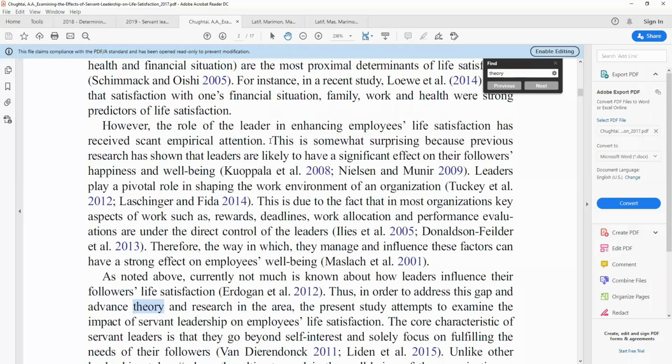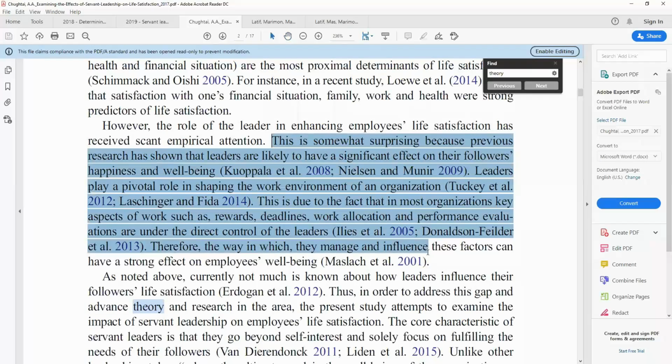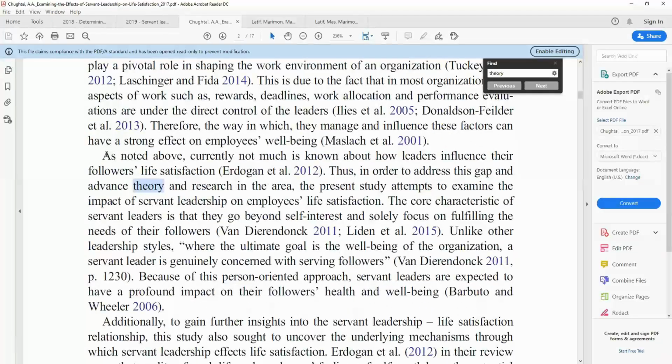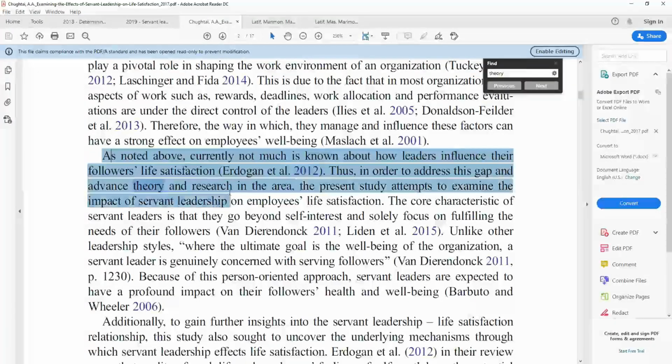Whenever you are giving your argument, you have to support it with references. So these are the references. As noted above, currently not much is known about how leaders influence their followers' life satisfaction. In order to address this gap and advance theory and research in this area, the present study attempts to examine the impact of servant leadership on employees' life satisfaction. Okay, so let's say this is the gap they are addressing.